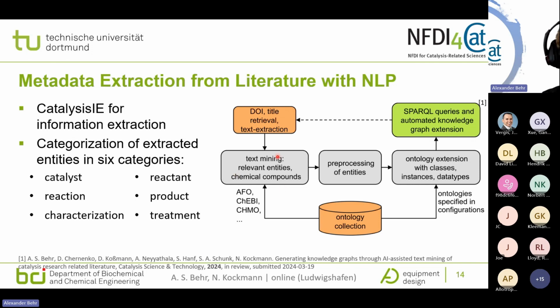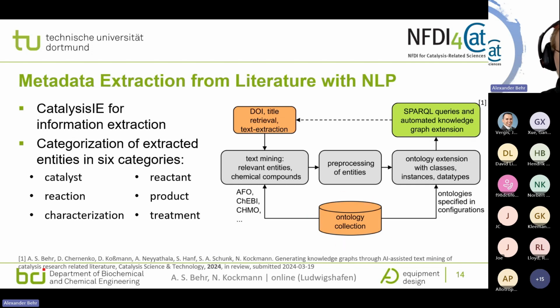So we start again with text mining of relevant entities, chemical compounds, and so on from abstracts of scientific publications and their titles. And we tried it also with the full text of scientific papers, but this is not only a copyright issue oftentimes, but also very time consuming. So we scratched that and took off with the abstracts and the titles.